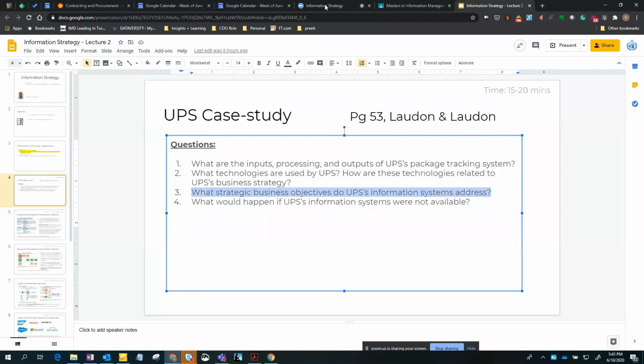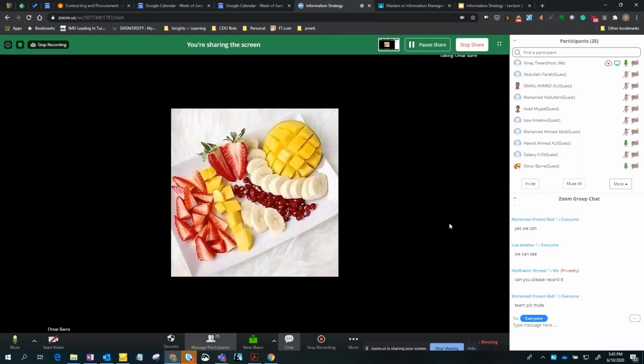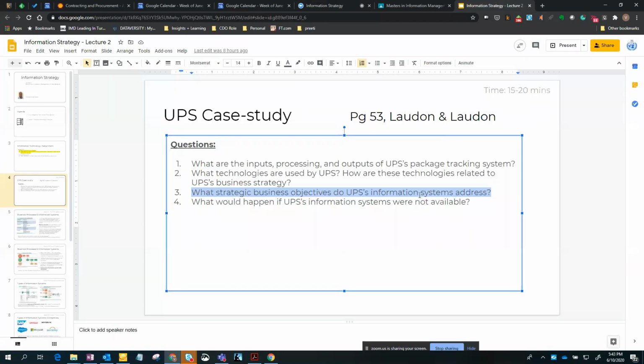Yes, Omar, go ahead. UPS has business objectives that information systems address. Yes, UPS technologies have some business objectives and goals, like the scannable barcode, the DIAD, the DIAD system and OMS. Those are the main business objectives of UPS. Okay, that's good, Omar.